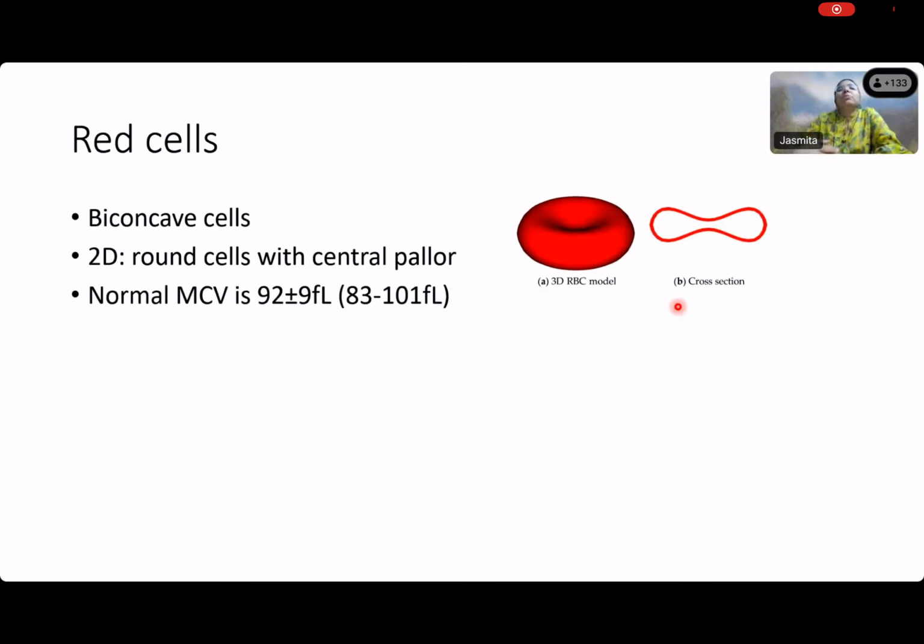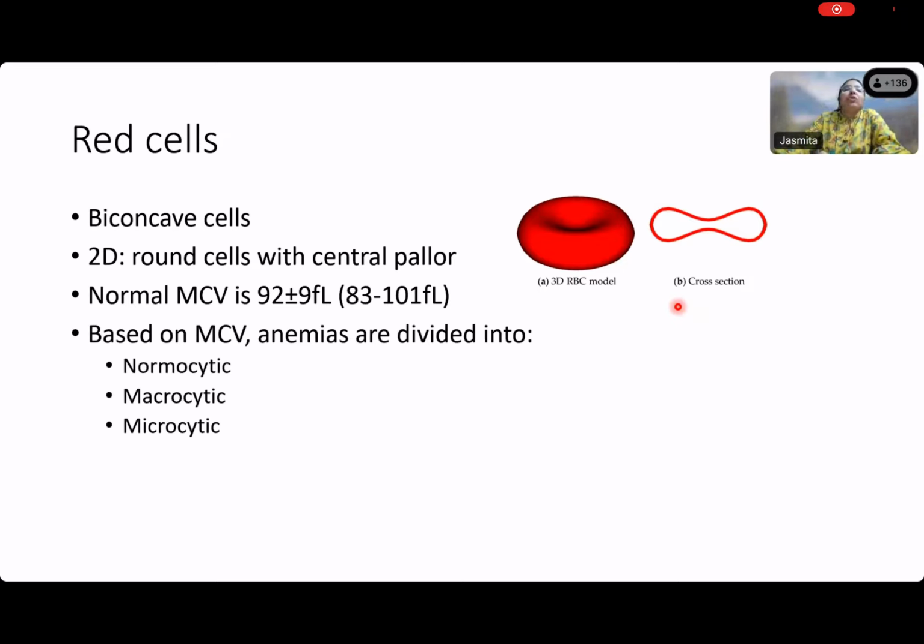For red cells, the normal volume is about 92 plus or minus 9 femtoliters, which means 83 to about 101 femtoliters. Practically, anything over 100 we call macrocytic, and anything less than 80 we call microcytic. So we divide anemias based on MCV into normocytic, macrocytic, and microcytic. With modern cell counters, this is very easy to see when you have the CBC report with you.